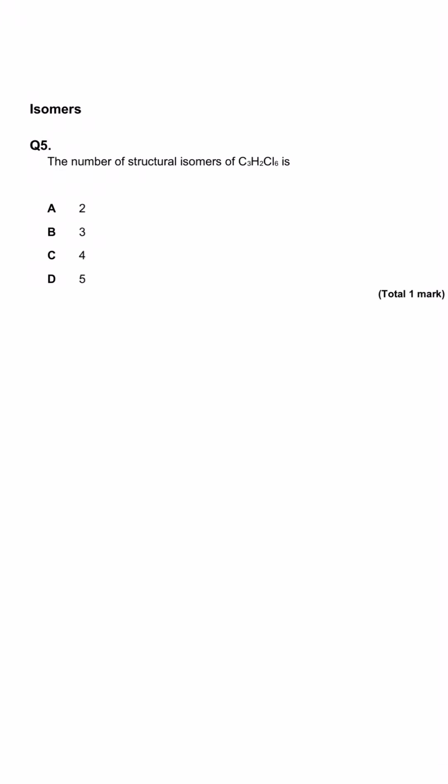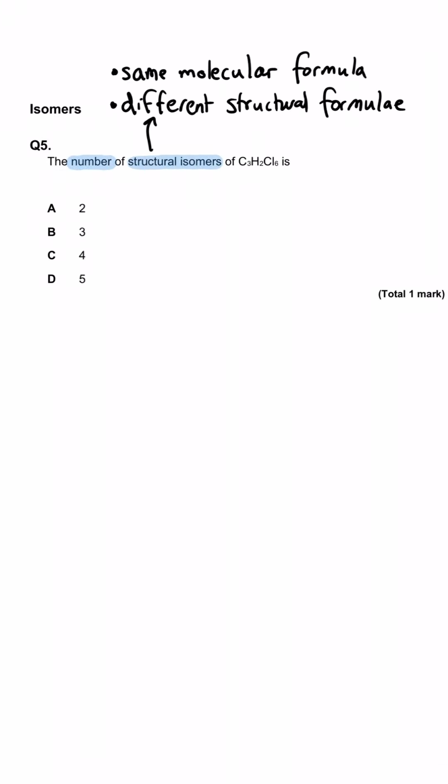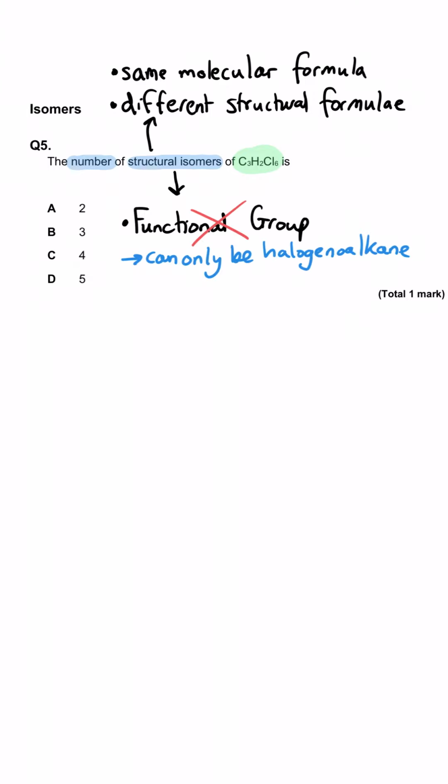This question is asking us what the number of structural isomers is for C3H2Cl6. There's 3 types of structural isomer. There's functional group. That can't be the case here because we've got a halogenoalkane and there is no functional group isomer of that. There's also chain isomerism. We cannot have a different chain length when we've only got 3 carbon atoms. So that leaves us with position isomers to explore.